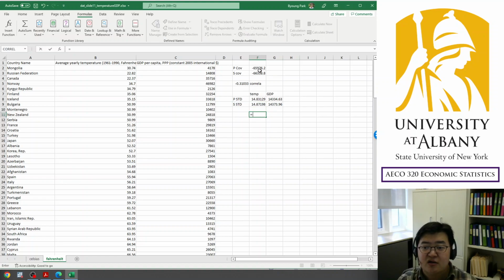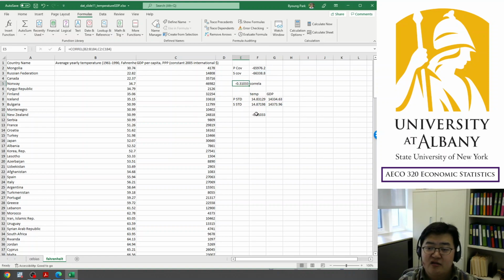and we know the correlation coefficient should equal the covariance divided by these 2 standard deviations. Okay, covariance divided by the multiplication of these 2 standard deviations. Then you get the same number, right? And this number is based on population covariance and population standard deviation for both variables.